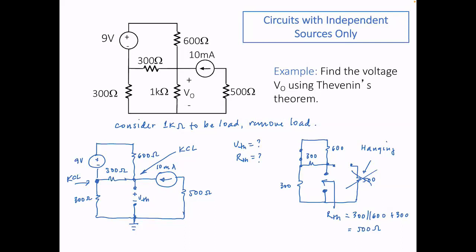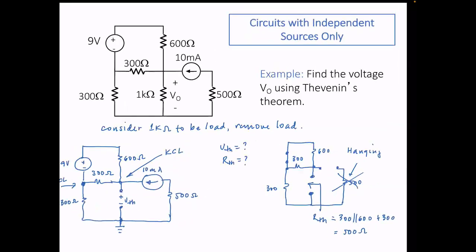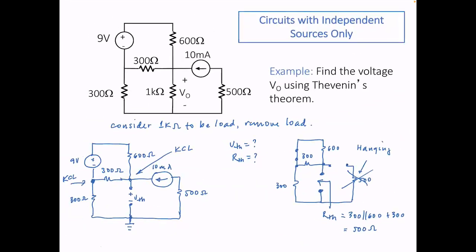So another strategy would be to try to simplify the remainder of the circuit. And we can do that using network simplification. How can we do that? For example, this 9 volts in series with 600 ohms, I can convert that to a current source.